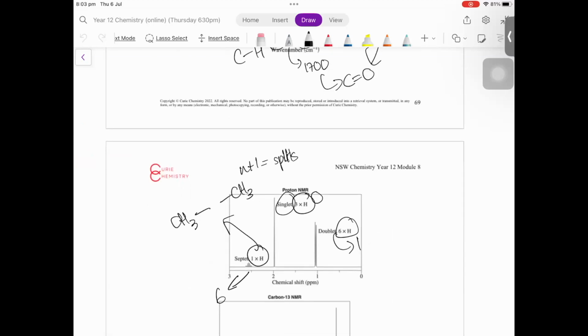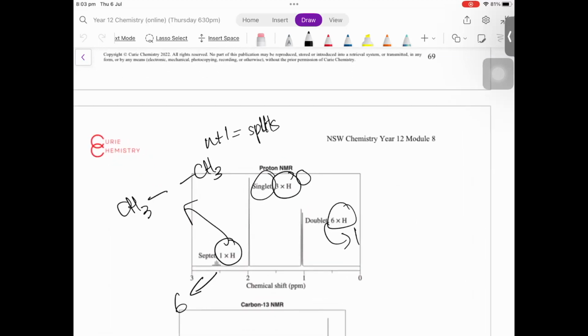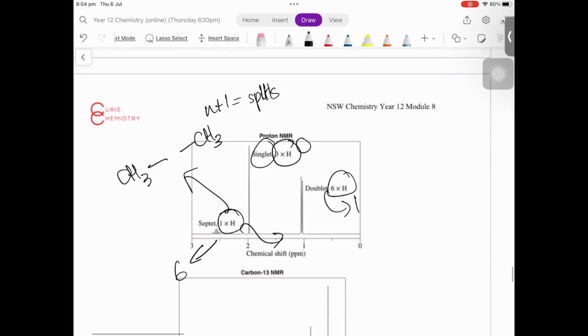Also, that's just in terms of your splitting. We also have to look at it in terms of downfield and upfield, which is chemical shift. The septet is really downfield. So it's only 1 hydrogen, but it has 6 neighbors. That 1 hydrogen is really downfield, which tells me that this is the hydrogen that's bonded to the carbon that's bonded to my oxygen. That hydrogen is probably bonded to the carbon that's double bonded to the oxygen.